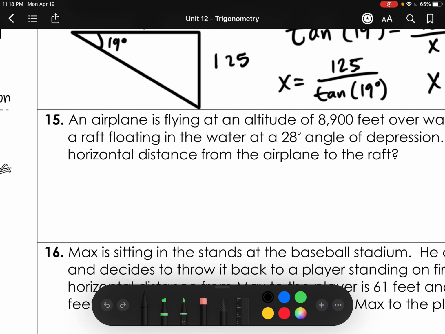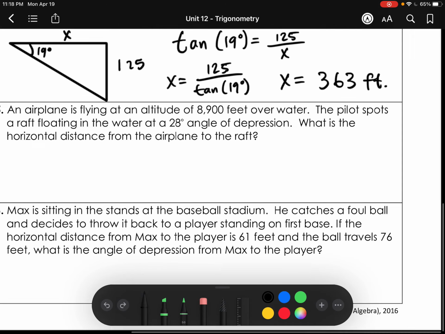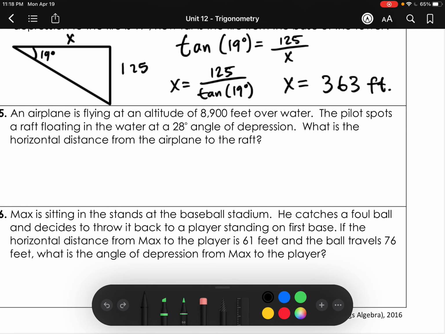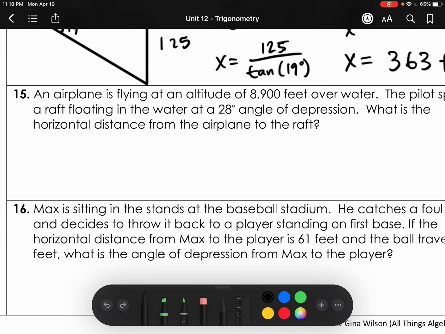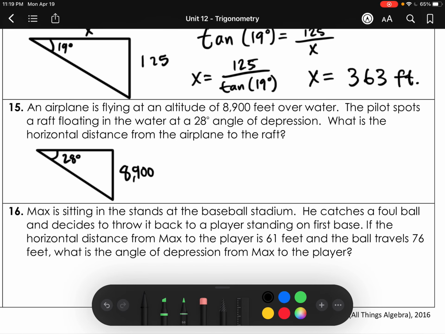All right, so for number 15, it says an airplane is flying at an altitude of 8,900 feet over the water. The pilot spots a raft floating in the water at a 28-degree angle of depression. What is the horizontal distance from the airplane to the raft? Okay, so let's draw a triangle. The plane has an altitude of 8,900 feet, so the height is 8,900 right here. This is the angle of depression, which is 28 degrees. And it asks us what is the horizontal distance from the airplane to the raft.